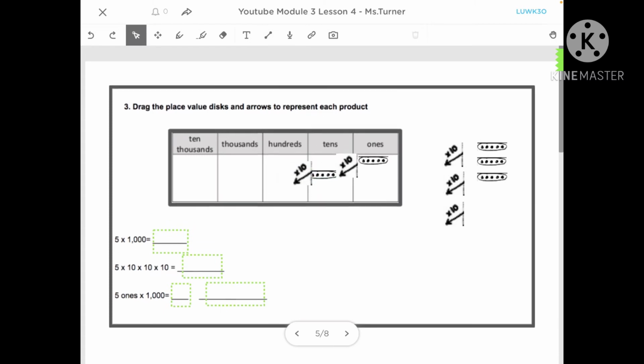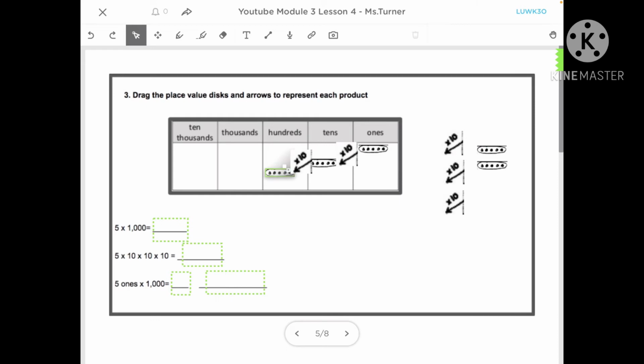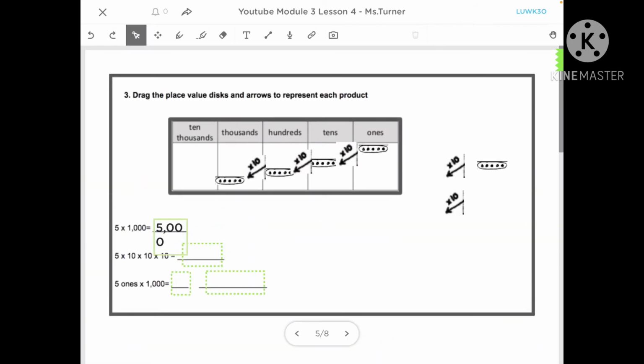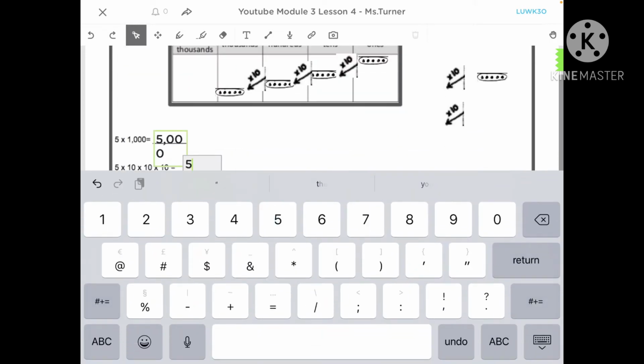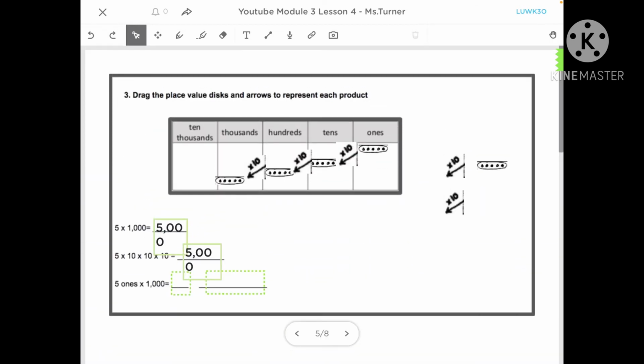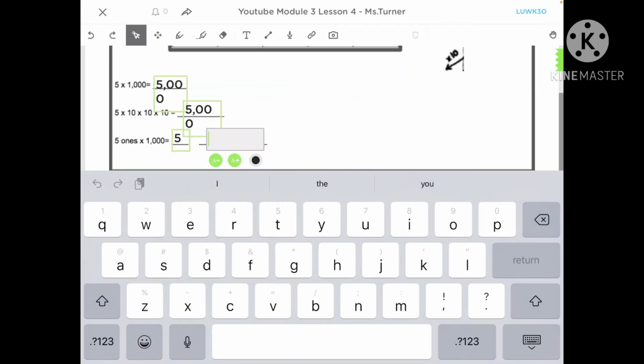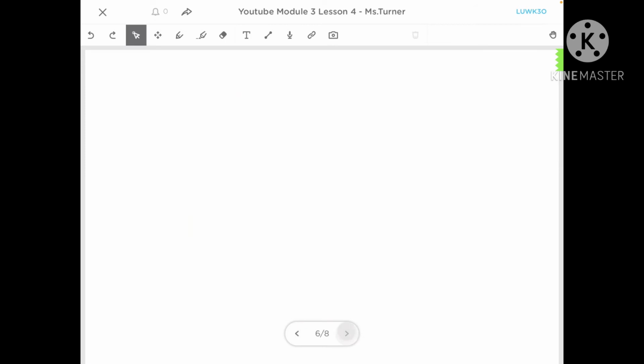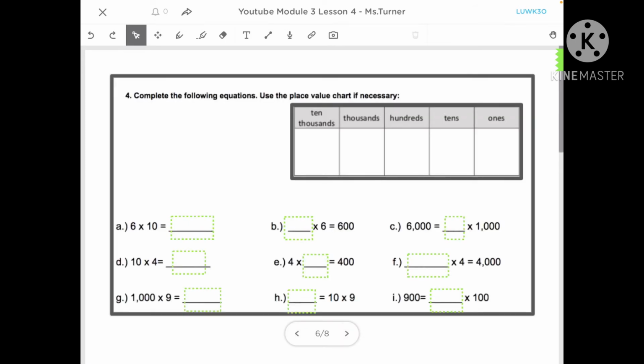There's my first time. 10 times 10 times 10, which leads me into the thousands place. All right, you guys. So same as before, 5 times 1,000 is the same thing as saying 5,000. Oop, I forgot a 0. Which is the same thing as saying 5 times 10 times 10 times 10, which is 1,000. And 5 ones times 1,000 is the same thing as saying 5,000. All right, team. Let's go ahead and complete slide 4.